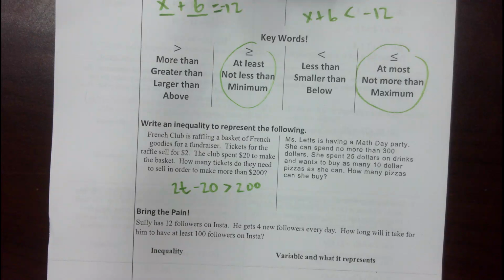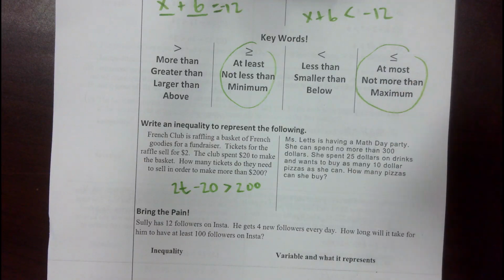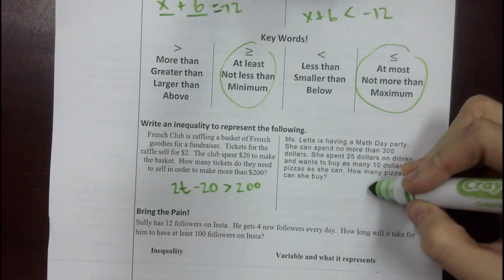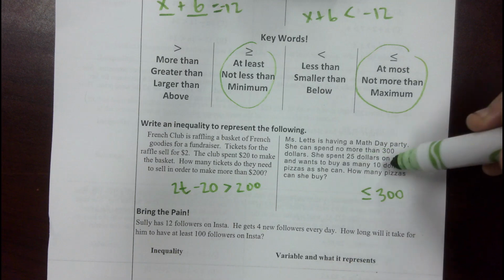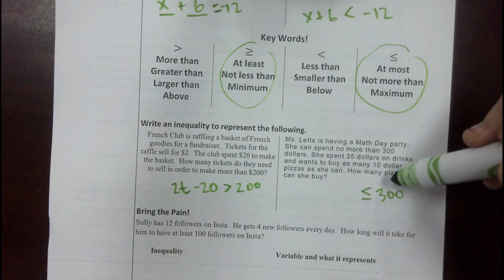Miss Lutz is having a math day party. She can spend no more than $300. So no more means like up to 300. So it needs to be less than or equal to 300. That might be like the total. She spent $25 on drinks and she wants to buy as many $10 pizzas as she can. How many pizzas can she buy?